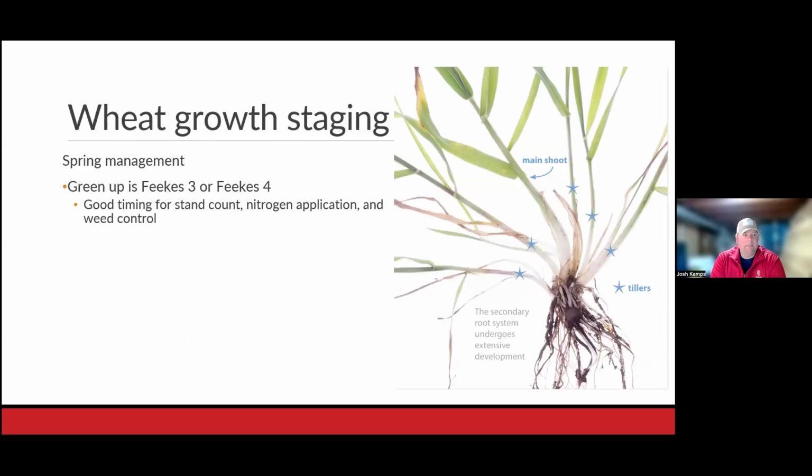Okay, and a little bit on wheat. So some spring management, which we already took care of this year. We're pretty much past that. That green up is that Feeks 3 or Feeks 4.